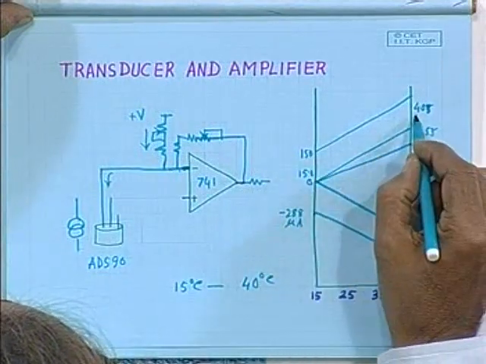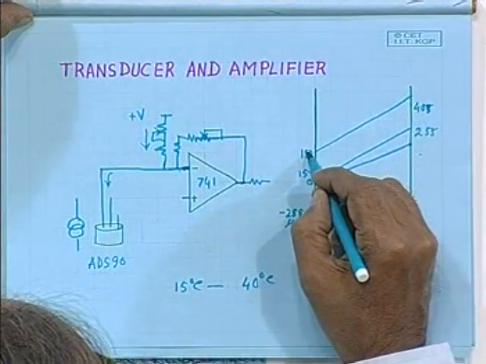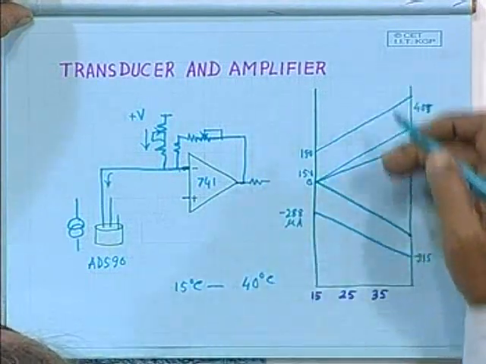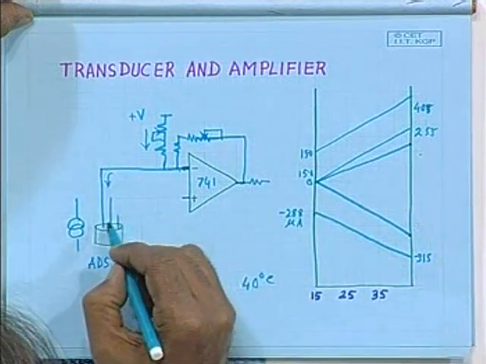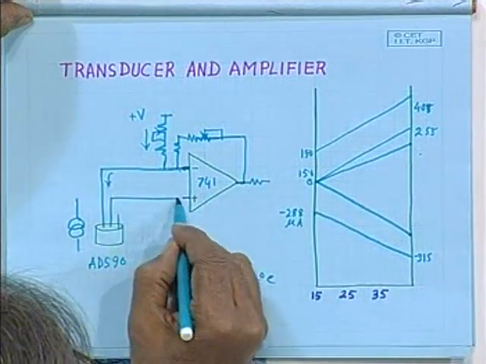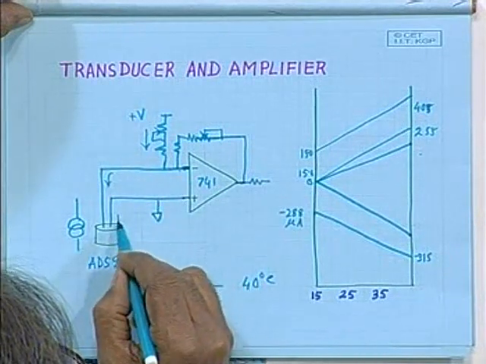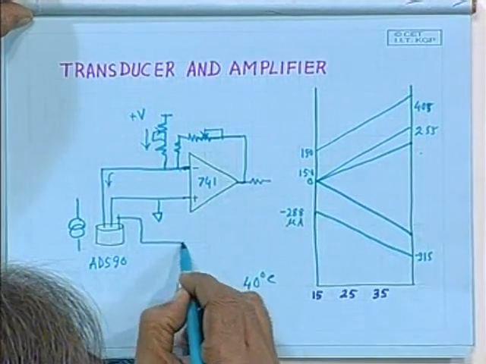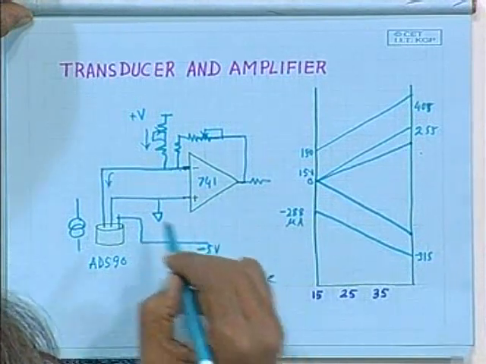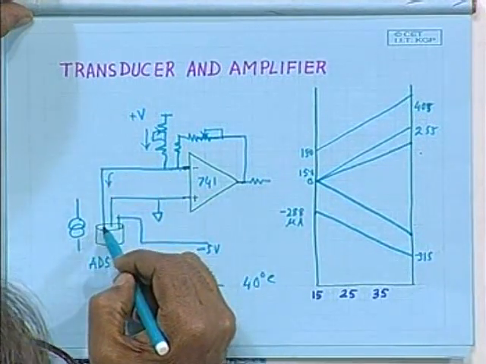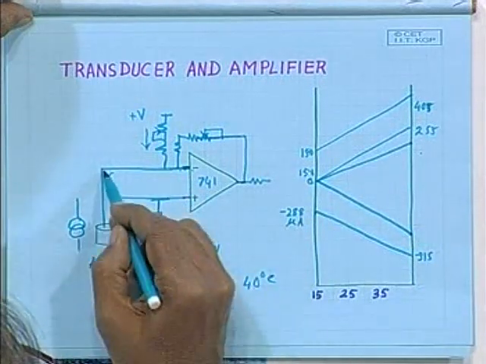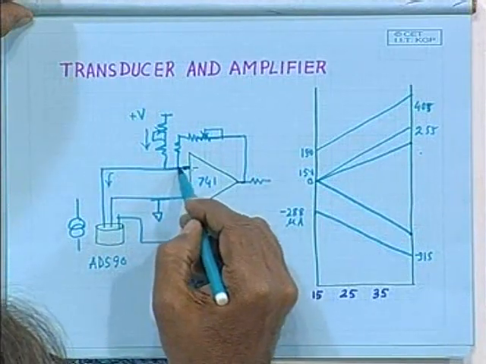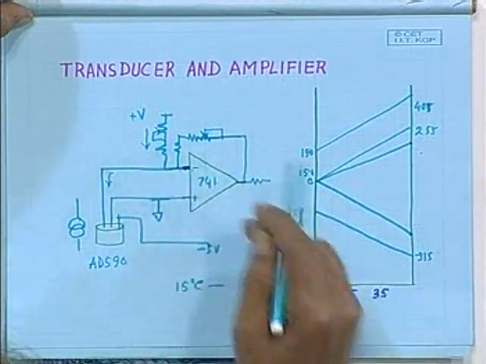So this will represent 40 degree centigrade and this will represent 15 degree centigrade. So you see this is how the translation is being done from this temperature transducer. This is connected to the positive input and this is connected to the ground, negative input. -5 volt is connected to the negative input, this is connected to ground, and this goes to the negative input of the op amp. So this is the signal conditioning circuit designed for the transducer.